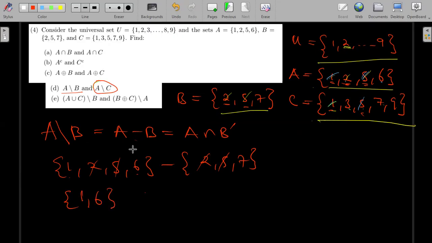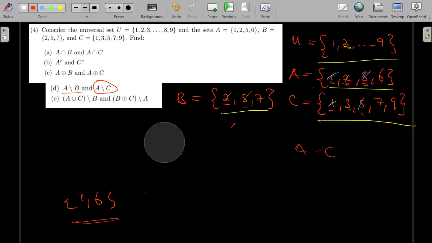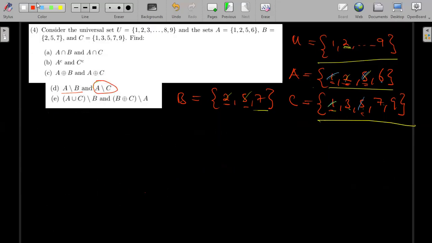And of course, similarly, how we did with C, which we were just doing, this A minus C, we just did this one. So I see no reason to repeat that. Okay, let's now do the last question. So the last question here is A union C, like this.